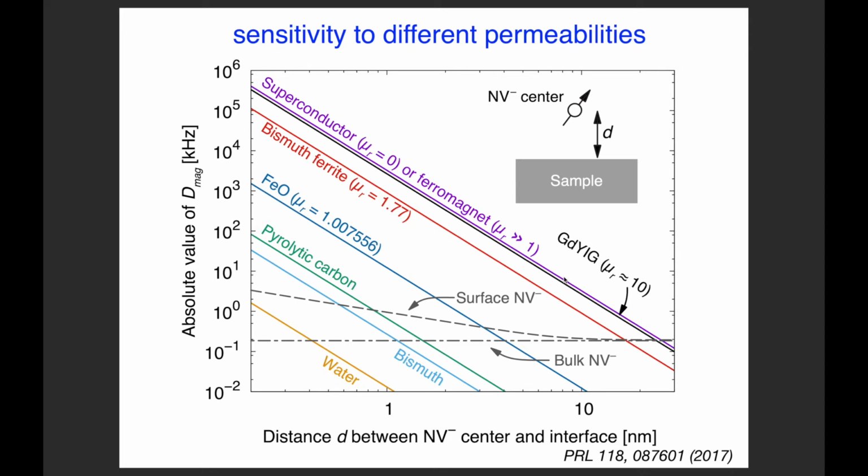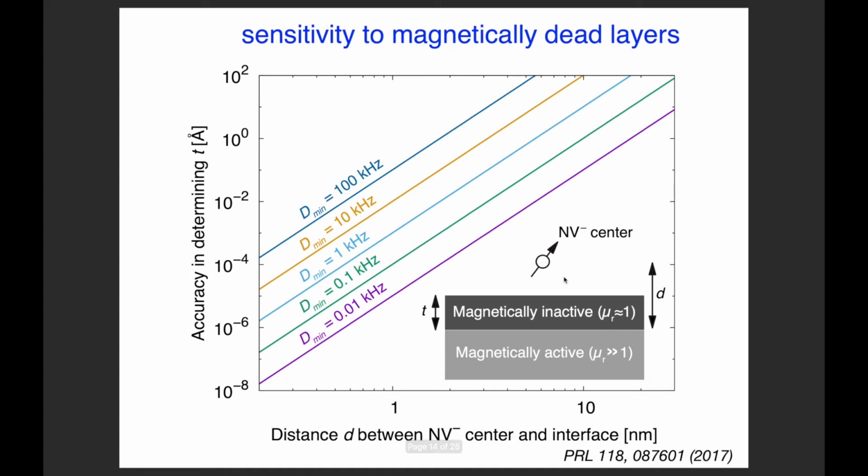All right, so what are the possible implications for this kind of sensing approach? Well, one idea would be to think about what happens when you look at magnetic material where the top of that magnetic material has been deactivated, made inactive or dead, perhaps through oxidation or some other effect. This is a common event in magnetic materials. And so we imagine that you have a magnetically active material with a magnetically dead layer on top. And the question is, how thick is that magnetically dead layer?